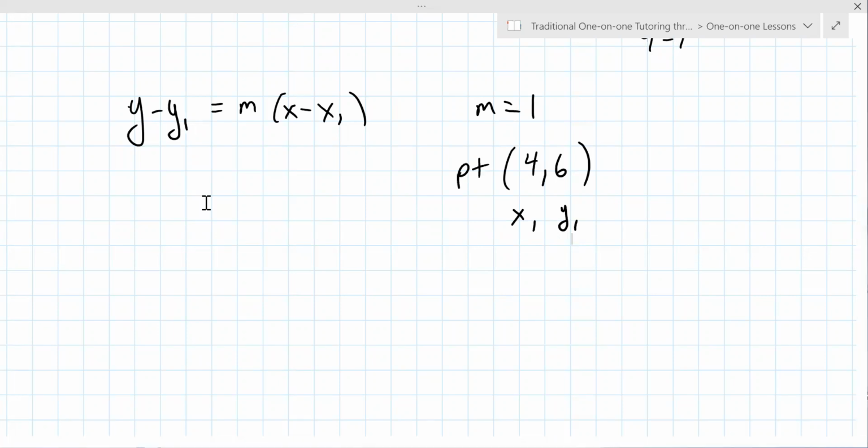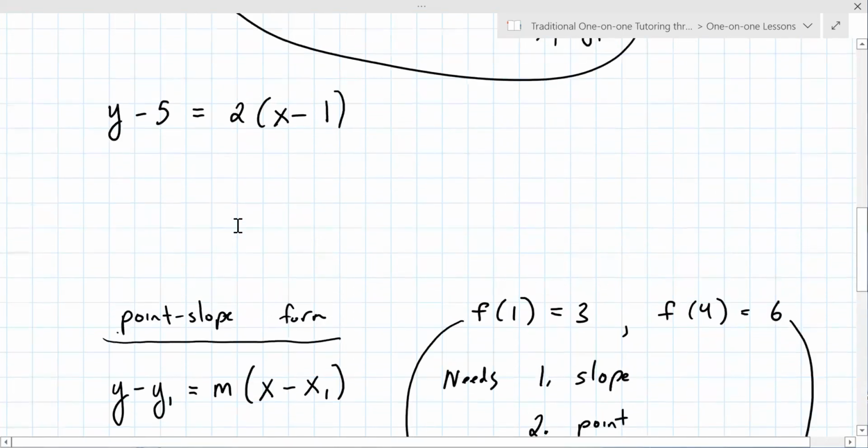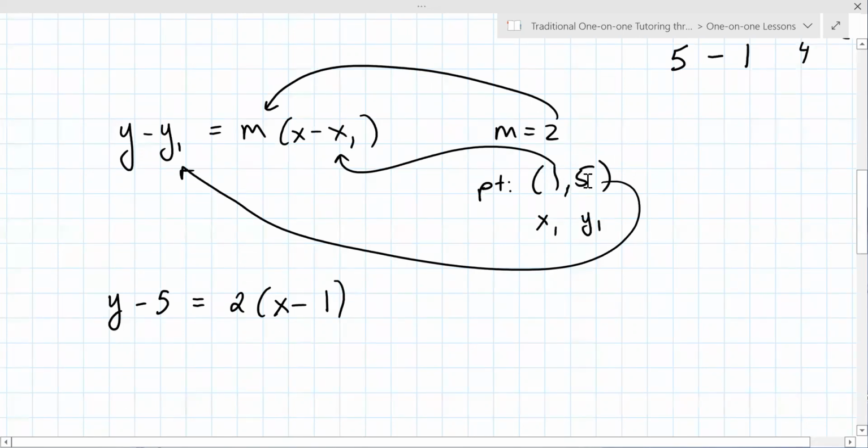I should have written this down at first. Is it just where the x's are, the two x's? Let's go back and look at a previous problem. Yeah, the m and then the back x. But it's x1 and y1 that we're substituting for.